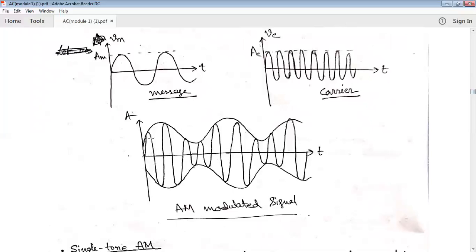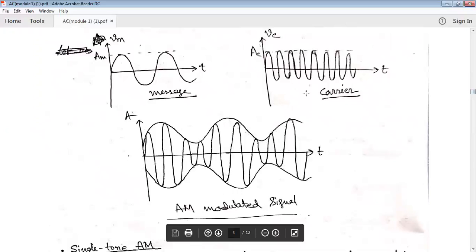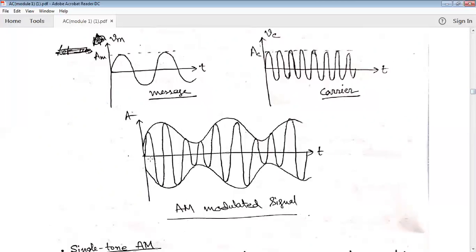This is the carrier signal, and the amplitude of the carrier varies according to the value of the message signal. Where is the message signal? It is this. This is the amplitude of the message signal, and we can see there are two side bands present and the original carrier has a constant amplitude. So here, the amplitude of the carrier is varying. You can see this.